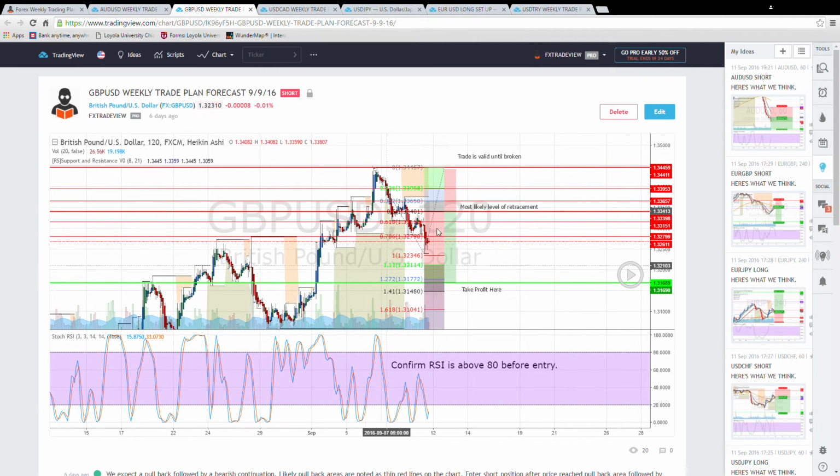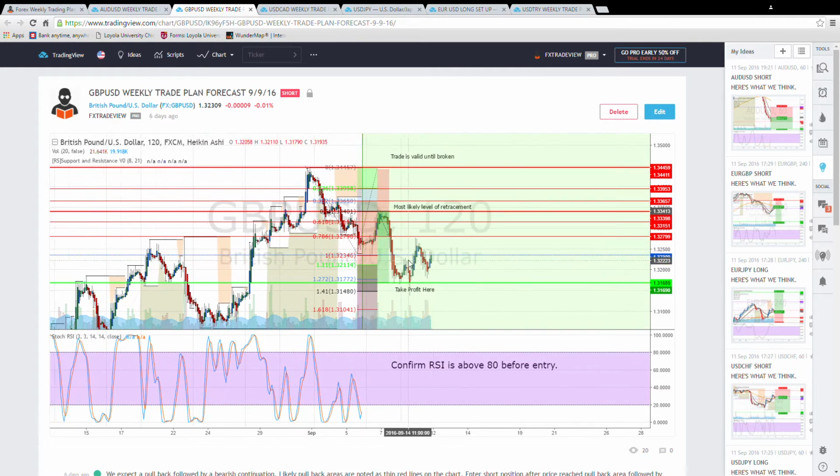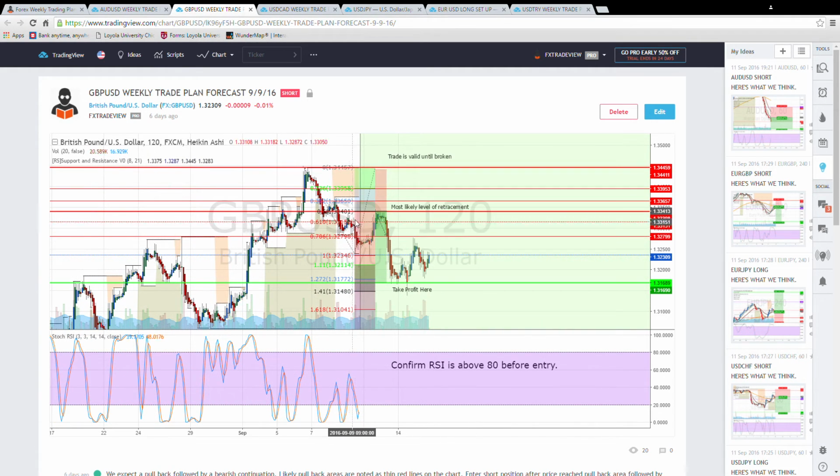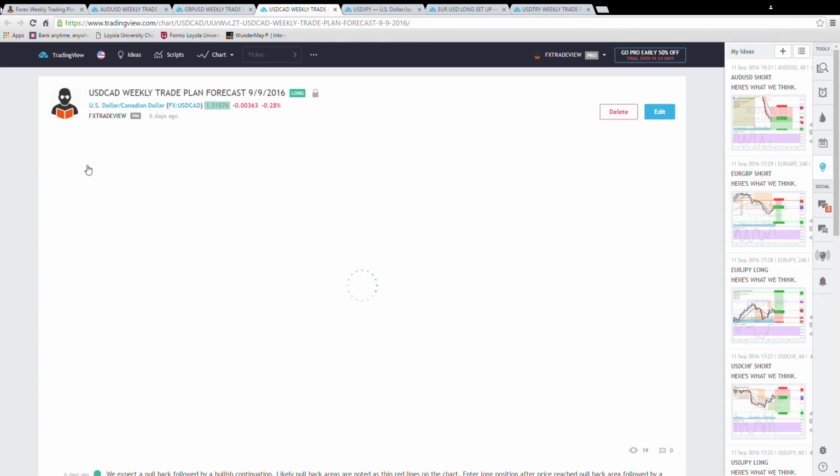Same thing. Beginning of the week, we expected that price was going to rise up to the most likely level of retracement, and then come down into this level here, take profit. If that in fact did happen, it was 172 pips, and that was a 1.73 risk to reward ratio. Let's hit play here. You notice that it's exactly what took place. Price rose up into our level of retracement and then came back down here into our profit zone, and the trade was closed out.